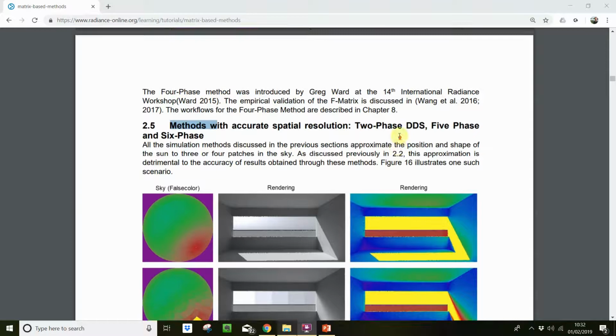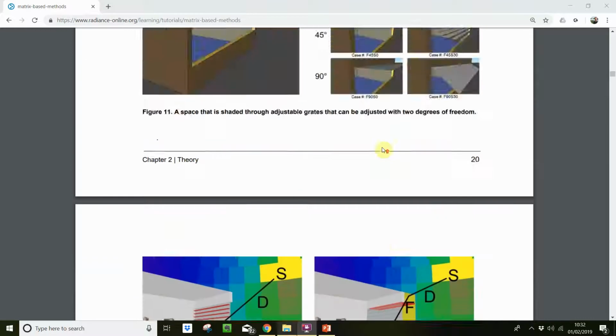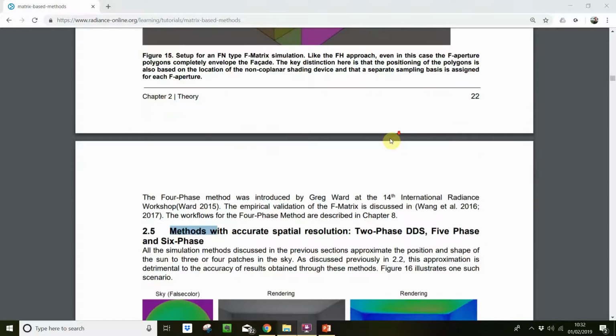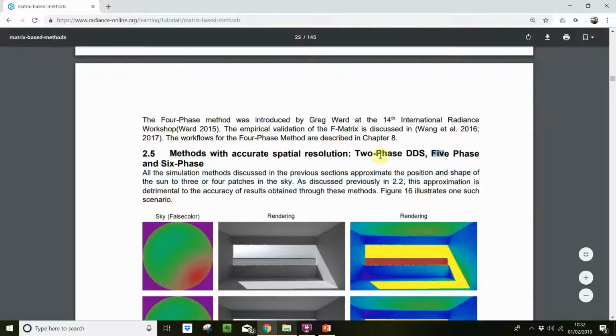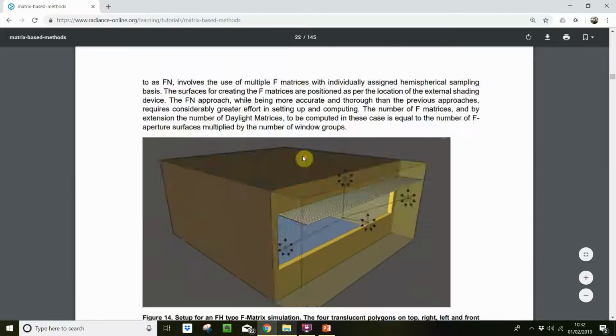Okay, so the 5-phase, and what I'm going to do now is talk about the 2-phase DDS, which is an extension of the 2-phase, the 5-phase calc, which is an extension of the 3-phase, and the 6-phase calc, which is an extension of the 4-phase.